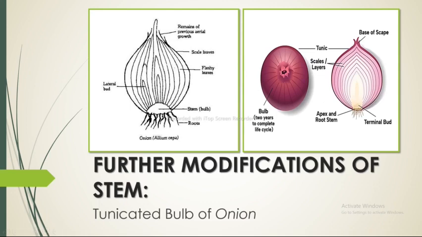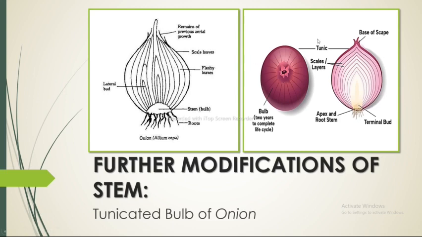The further modifications of stem. So the tunicated bulb of onion. In the first figure, you can see that these are the remains of the previous aerial growth. This is scale leaves and these are fleshy leaves. This is stem bulb and these are roots. And this is the lateral bud. So onion is also known as Allium cepa.